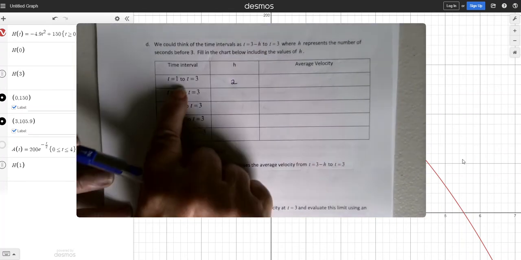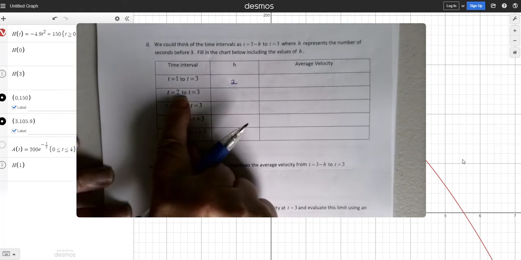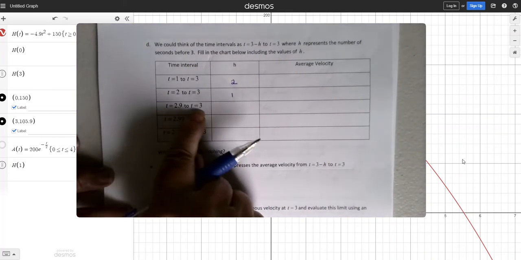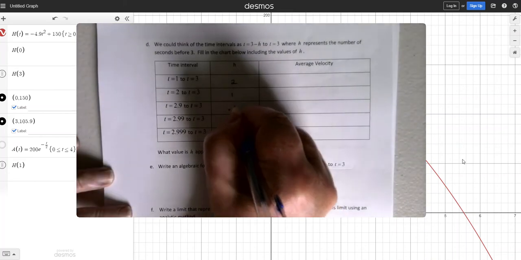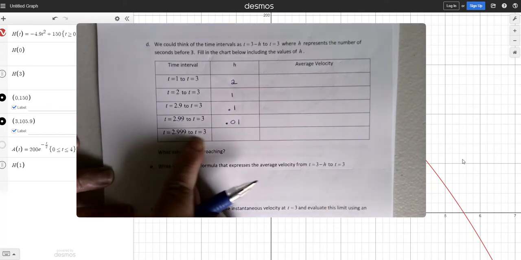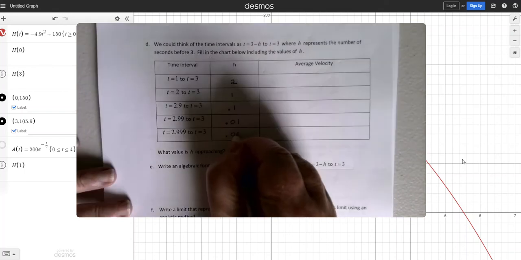You can also think of it as just the length of the time interval. It's a 2-second interval. That's a 1-second interval. That interval is 0.1. That interval is 0.01. And from 2.999 to 3 is 0.0001.